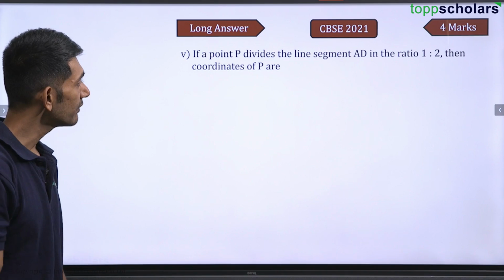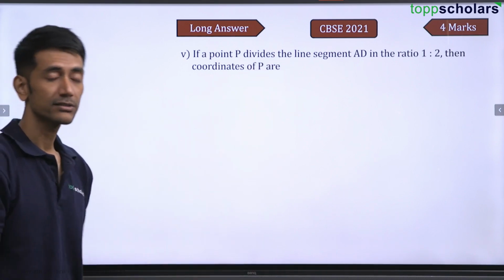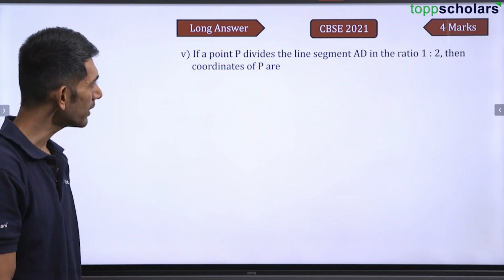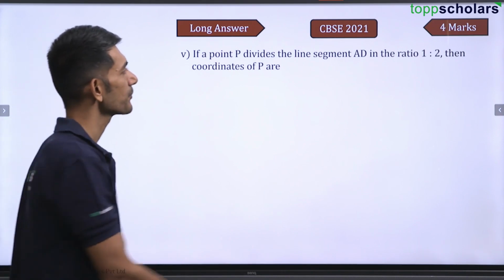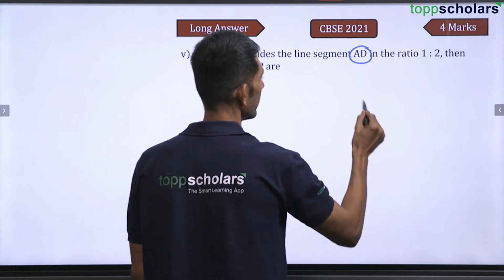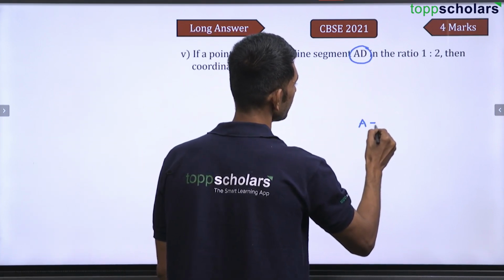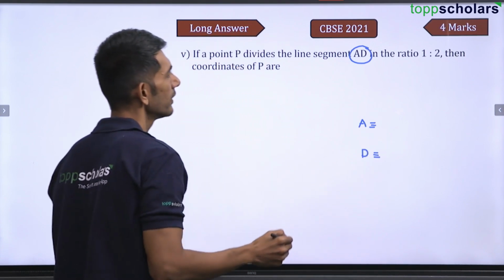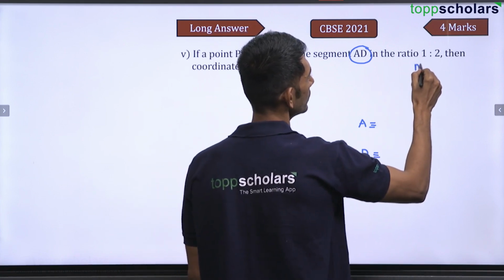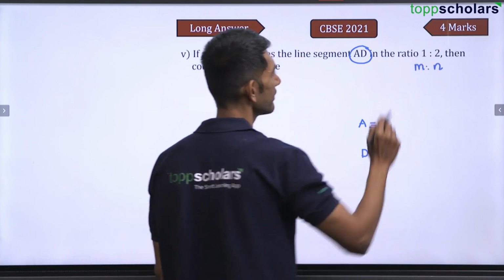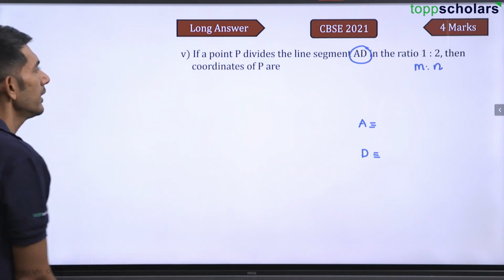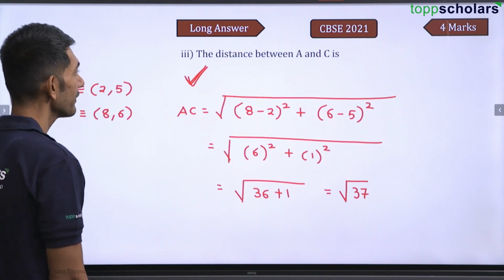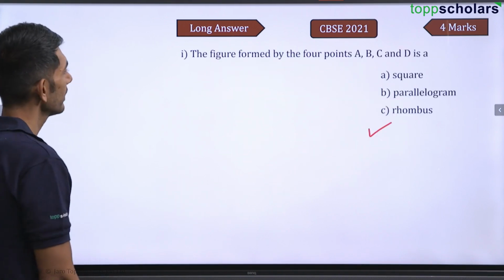Okay, so we have a fifth question as well in this. It was asked for 4 marks. So this is a lengthy question if you see. There are so many things to be done here. If point P divides line segment AD, we need the coordinates of A and the coordinates of D, in the ratio 1:2. So m:n is 1:2. Then the coordinates of point P are. So let's get back to A and D. For that we need to go all the way back to the figure.